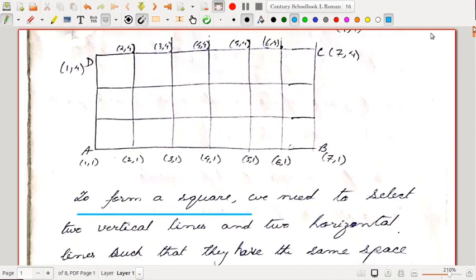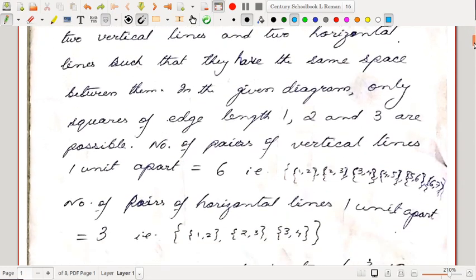Let us have a look at this diagram. In this diagram, we can form squares of side 1, squares of side 2, and squares of side 3. But we cannot form a square of side 4, because in the horizontal there are only four lines, so only a square of maximum length 3 can be formed. So this is what I have written, that in the above diagram the only possible squares are of edge length 1, 2 and 3.